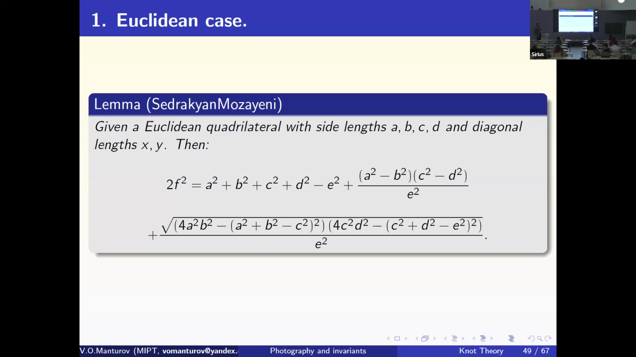Okay, one more thing which should be good for students. This is a formula by Sedrakyan-Mozaini. Maybe it was known to ancient Greeks, I don't know. So the formula for the other diagonal of the quadrilateral in terms of edge lengths and the diagonals, it's not as nice as the Ptolemy formula, because nothing is assumed to be inscribed, but presumably it gives a solution to the pentagon. And presumably we have something similar in higher dimensions.